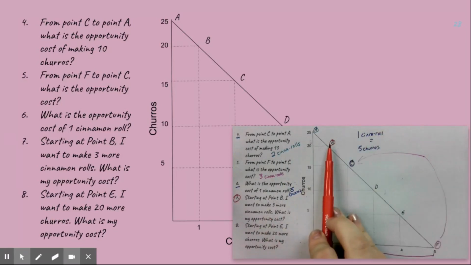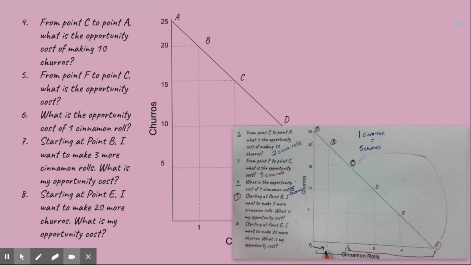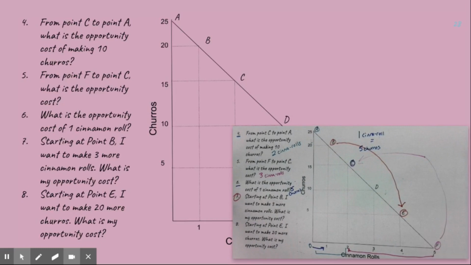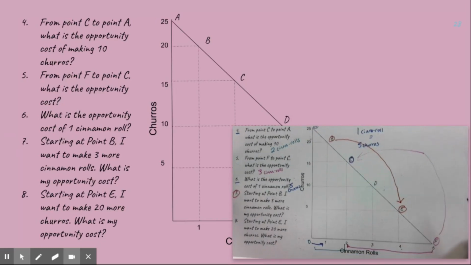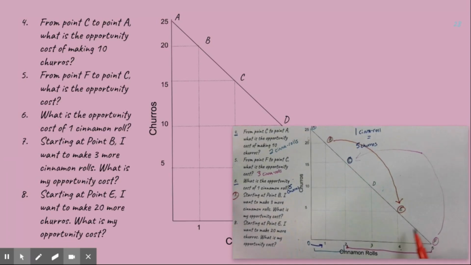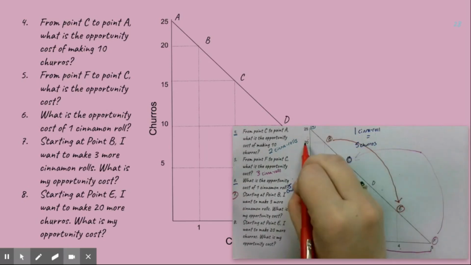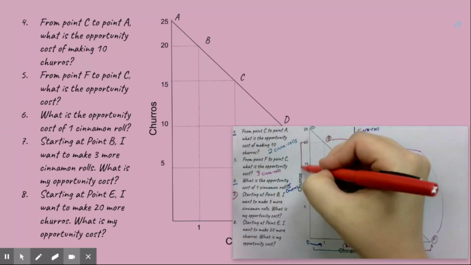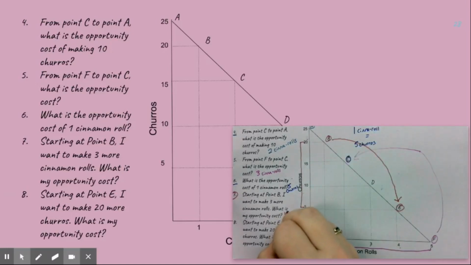So I go to B. I'm making 1 cinnamon roll. But I want to make 3 more. 1, 2, 3. Now I'm at point E. So I'm going from point B down to point E. What is my opportunity cost? I'm making more cinnamon rolls. How many churros am I losing? Let's see. At first, I'm making 1 cinnamon roll and 20 churros. Then all of a sudden, I'm down to 4 cinnamon rolls and 5 churros. How many churros have I lost? 20 minus 5 is 15 churros.